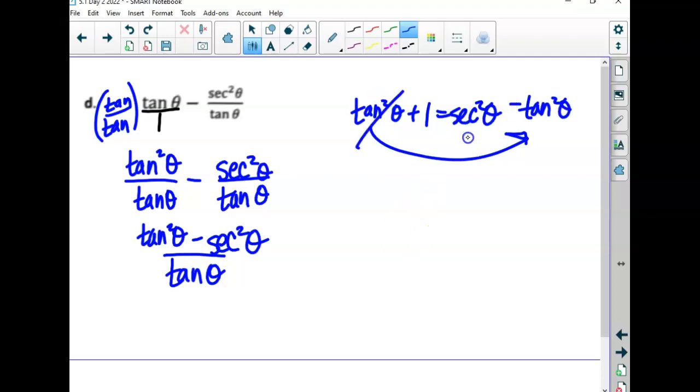So I'm thinking, ooh, that's not what it says though. It says tangent squared minus secant squared. Yeah, if we made this negative and negative and negative, the opposite of that.